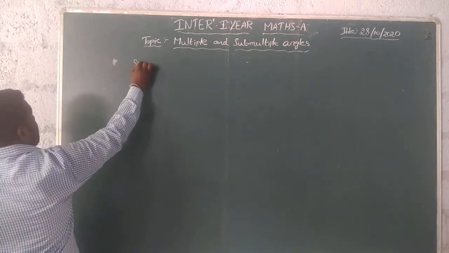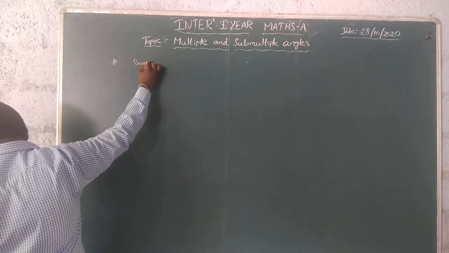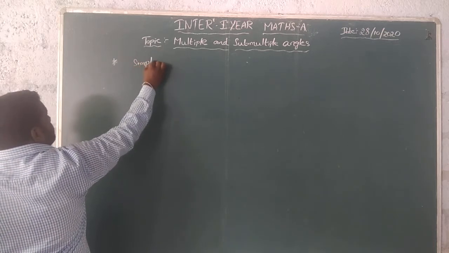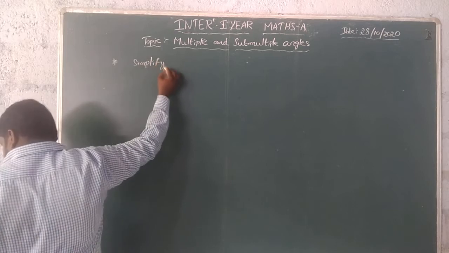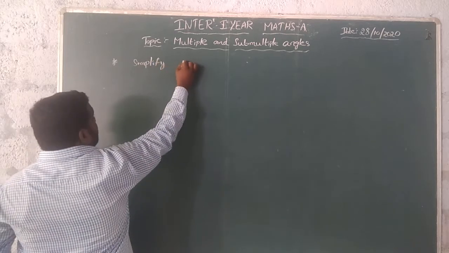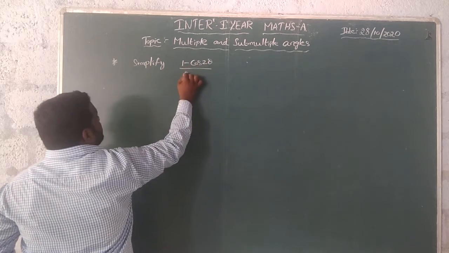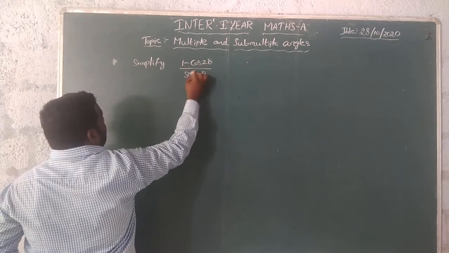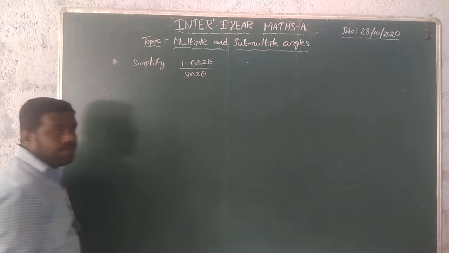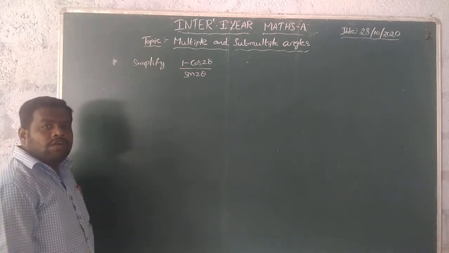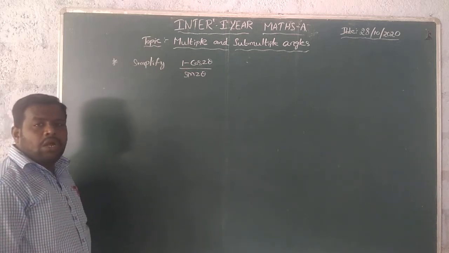Simplify (1 minus cos 2 theta) by sin 2 theta. 1 minus cos 2 theta by sin 2 theta.